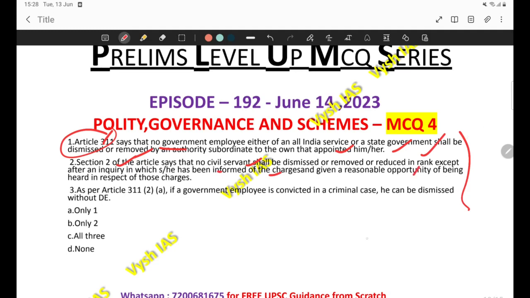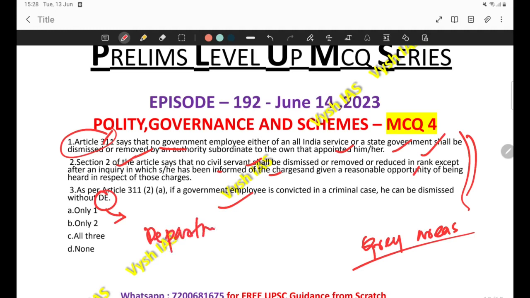These are gray areas, I would say. People often neglect these areas. They learn president, prime minister, everything, and UPSC can pick up a question from these kinds of topics also, so you will get trapped. Please go through these ones also. All these provisions are true only. DE here refers to departmental inquiry.